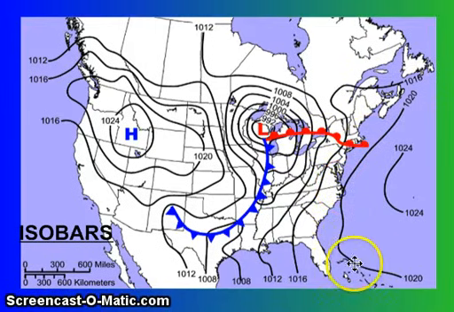Now, if we were to ask what kind of pressure runs through South Carolina, and we had to guess, we'd probably say around 1016. If we were to ask about maybe Myrtle Beach, South Carolina, maybe it would be around 1018, because that's between 1016 and 1020.